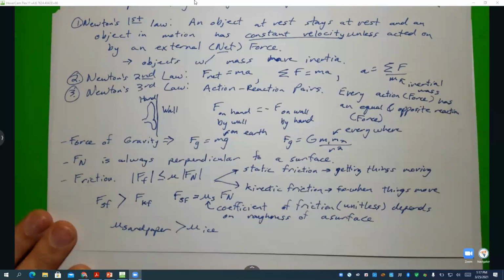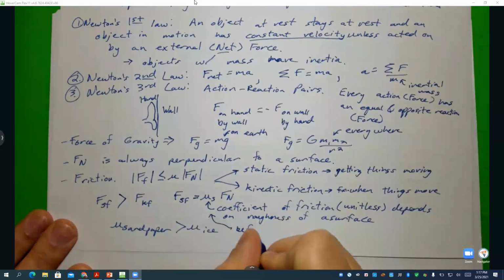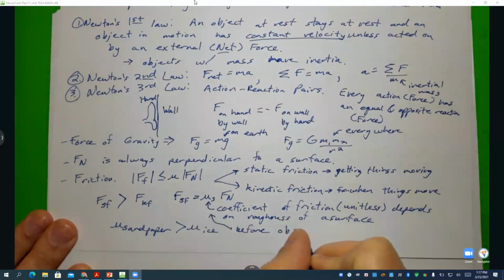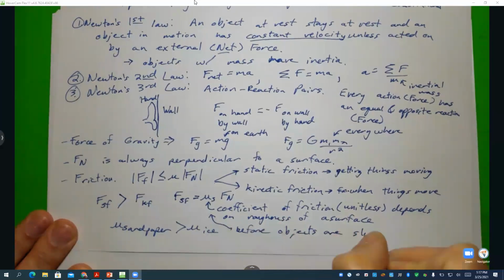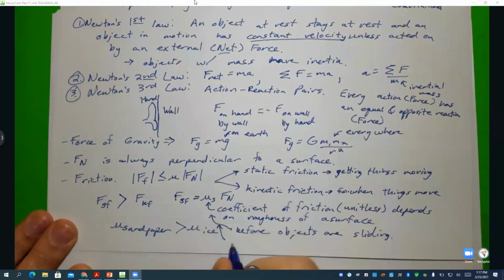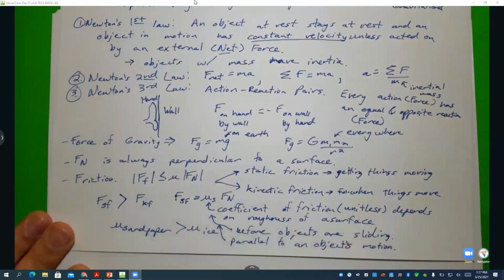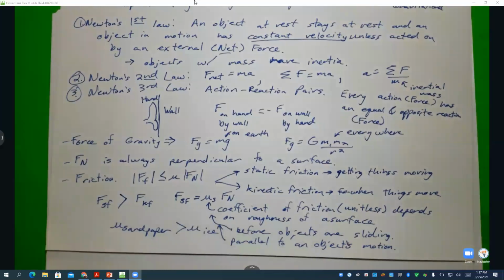I think that's all I want to know. This is for the objects that are sliding. You know what, I'm going to add the other thing, and it is always parallel to an object's motion. Okay. And that's the big things that I want you to know about friction.